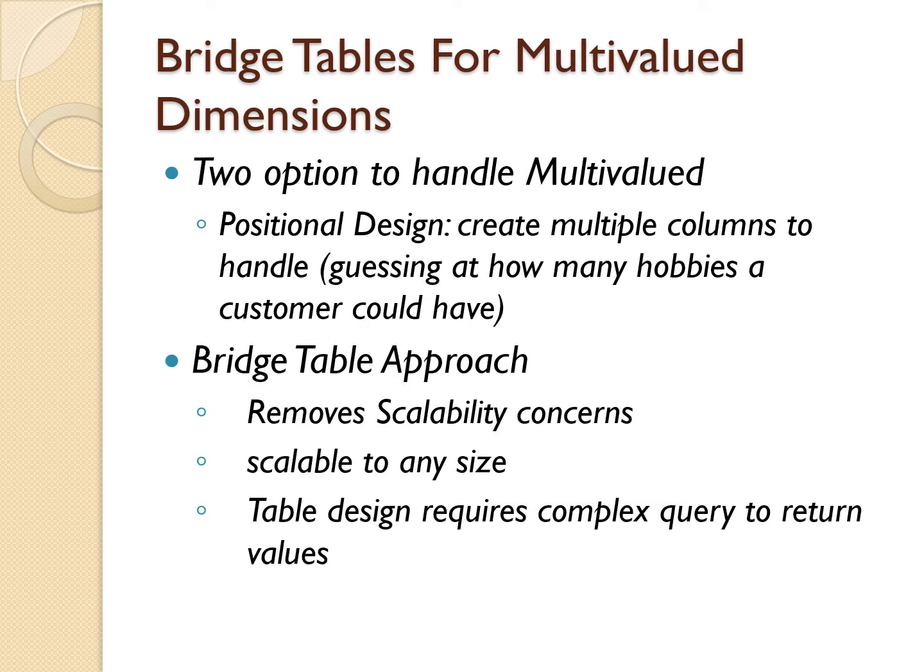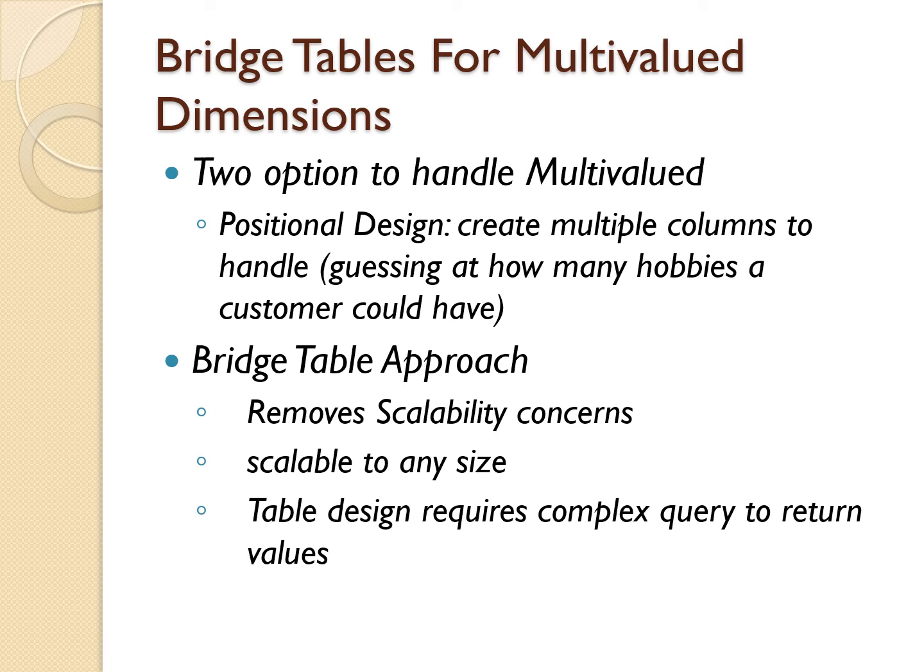So you have basically 2 options when you're talking about the multi-value. You have what they would call the positional design. You create however many columns you think should handle that. You guess how many hobbies a customer might have, or how many the max customer might have. For example, you might say, I'm only going to track 5 customer hobbies. And that may be fine.